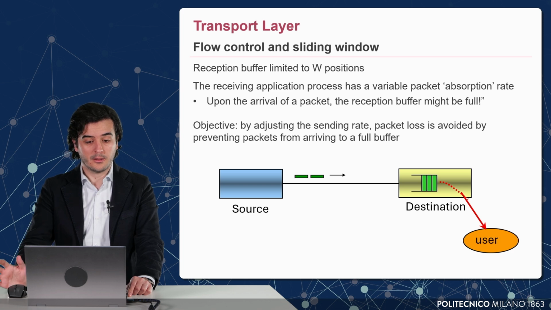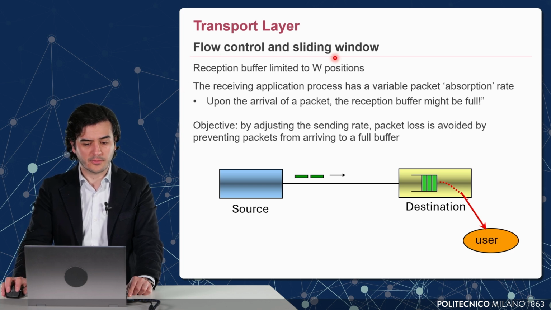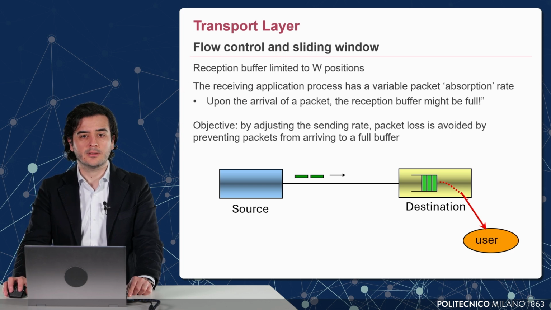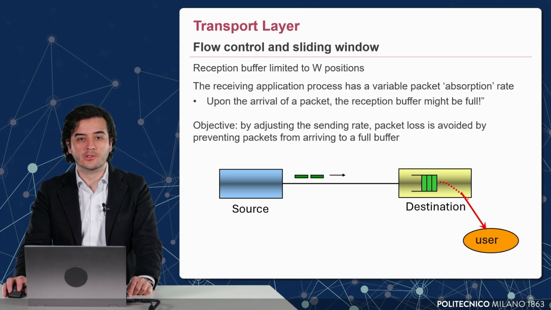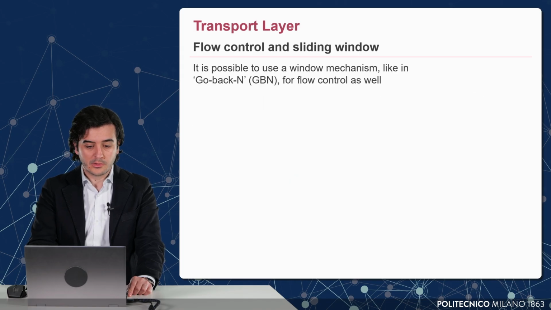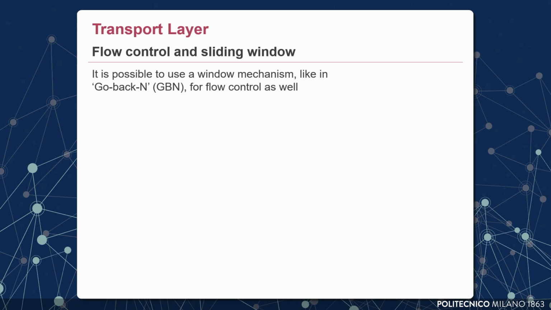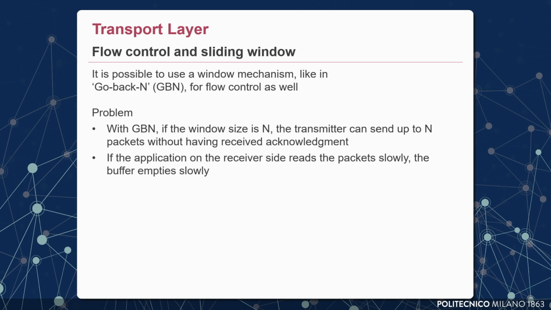So the idea of implementing flow control is that you can adjust the sending rate on the transmitter side so as to avoid packet loss, by preventing packets from arriving at the destination in a situation in which the buffer is actually full. In order to implement flow control, it's possible to implement some sort of window mechanism, as we have seen in the Go-Back-N.